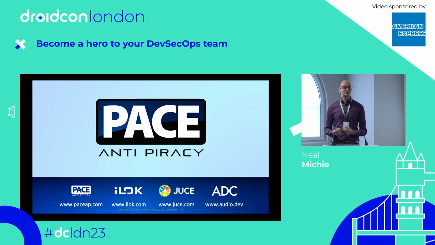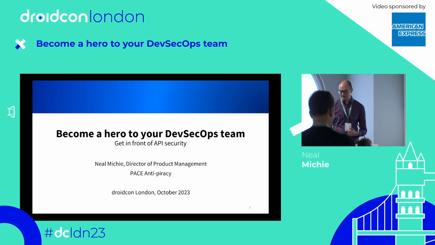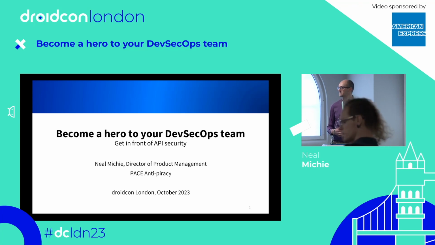I'm Neal Michie. I'm Product Director at a company called Pace Anti-Piracy. We're a software security company. And I'm here today to talk about how, if you get in front of API security, you can become the hero to your DevSecOps team. Maybe a slightly strange thing to say, kind of where does mobile fit into the whole DevSecOps security? But as we go through this, hopefully it will start to become clear.